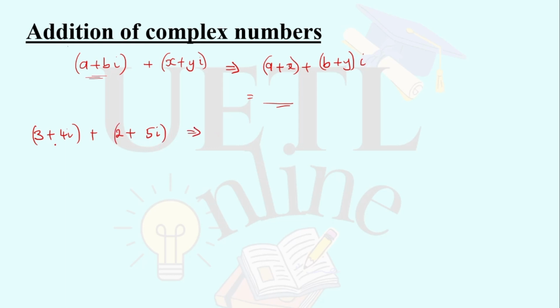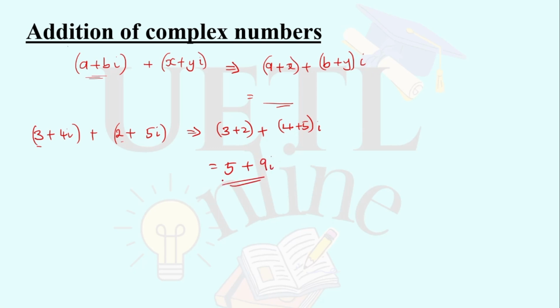We first take the real part. The real part here is 3. The real part here is 2. So you're going to say 3 plus 2, and you put the brackets here. Then you say plus, and now you add the imaginary parts, 4 and 5, so it becomes 4 plus 5, then you put i here. After that you're just going to add as normal. Here 3 plus 2 is going to give us 5, then plus, then here 4 plus 5 is going to give us 9, so it becomes 9i.